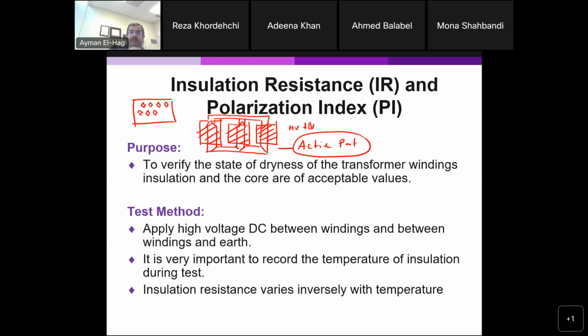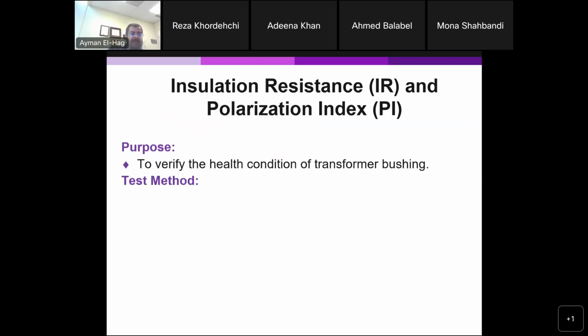If, for example, the oven is not working properly, or the humidity level inside the factory is extremely high, then you will see a low value, something that's not typical. That's why it's extremely important to measure the insulation resistance after the drying of the winding of the transformer.